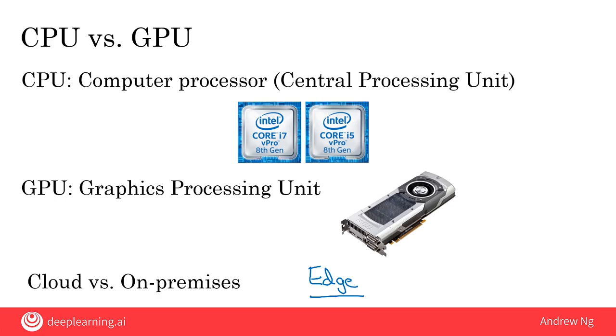The main advantage of edge deployments is it can reduce the response time of the system and also reduce the amount of data you need to send over the network. But there are many pros and cons as well about edge versus cloud versus on-prem deployments that you can also search online to read more about.